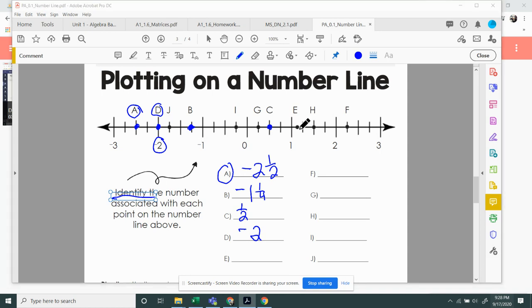Let's look at E. E is all the way up here. E is a tricky one. E is between 1 and 2, so it's going to be greater than 1. It's less than 1/2, and it's also less than 1/4. It looks like E is right between 1 and 1/4. Halfway between 1 and 1/4 is 1/8.